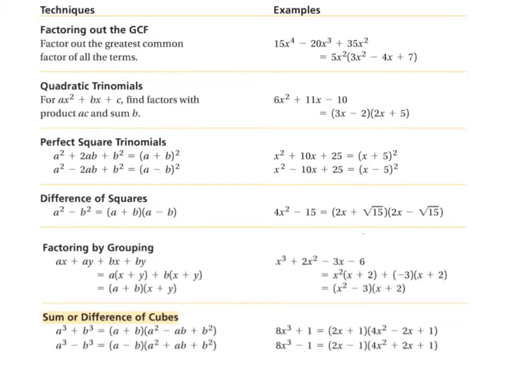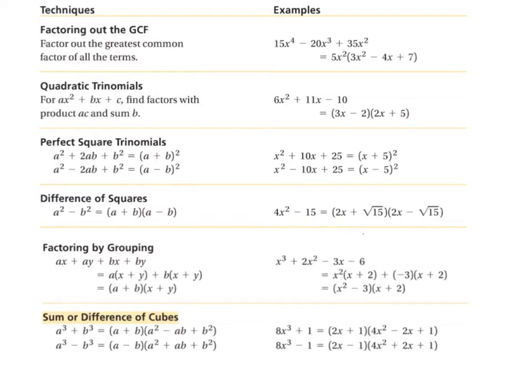Okay, so this is just a brief reminder of the strategies that we've already used, and then a new strategy we're going to try. So factoring out the greatest common factor, here's an example of it. Using factoring quadratic trinomials, perfect square trinomials, the difference of squares, which remember is one plus, one minus, and then factoring by grouping. So we've done these things. The last thing is the sum or difference of cubes, which is what we're going to be practicing here.